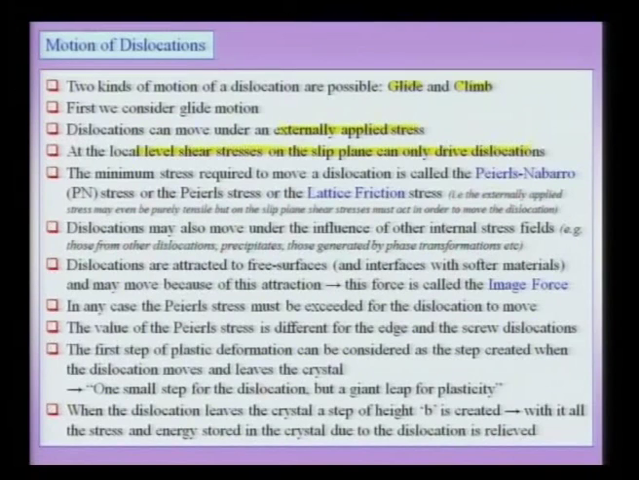That means even though macroscopically we may apply tensile or other kind of stresses, if we do not have shear stresses at the slip plane level, that means the slip plane does not face the shearing stresses, then a dislocation cannot move by gliding action.